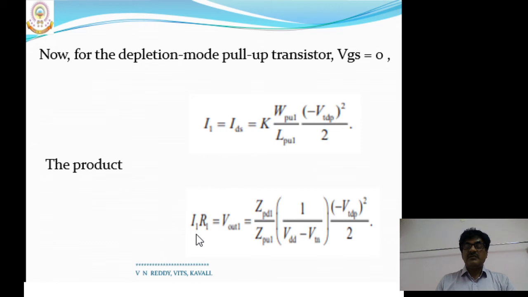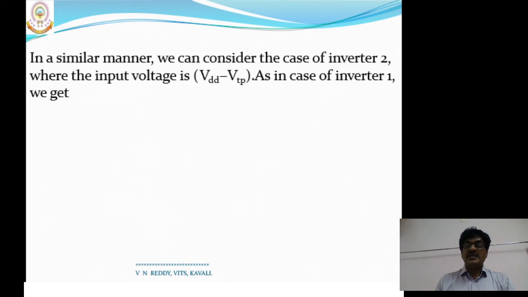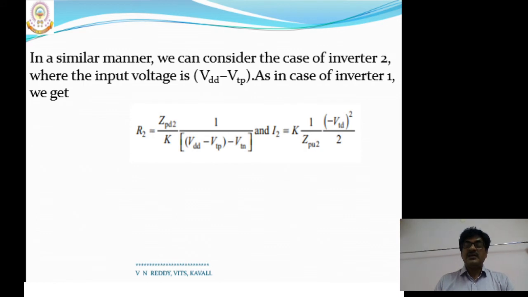Now with VDD input, the product I1 R1, that is Vout, substituting the I1 R1 equations derived previously, the equation becomes like this. Okay, this is I1 R1. Now see, with the input VDD minus VTP, what will happen?